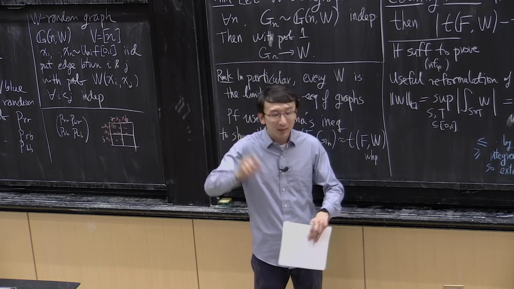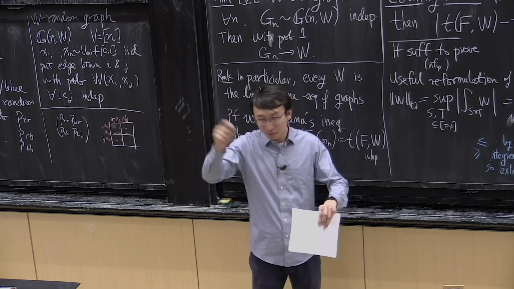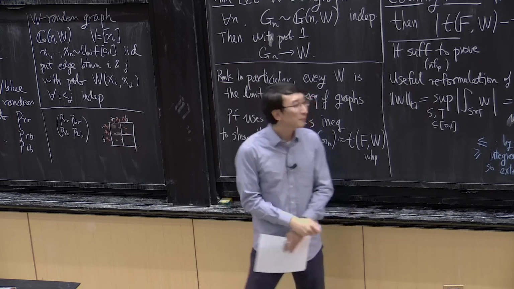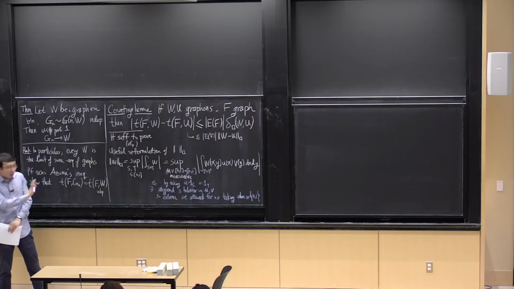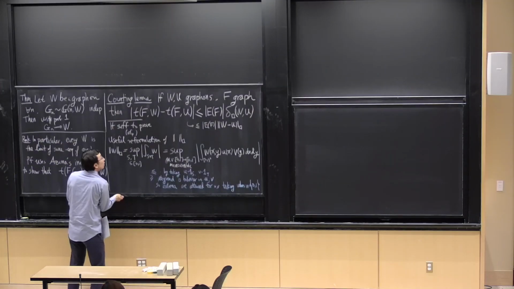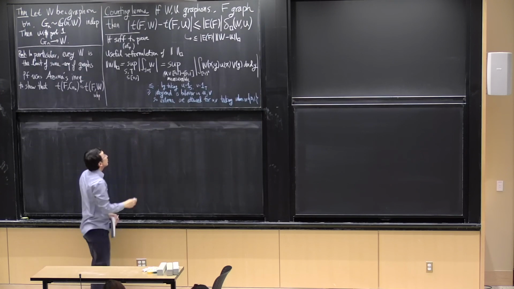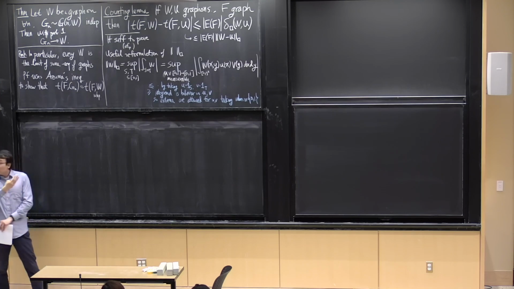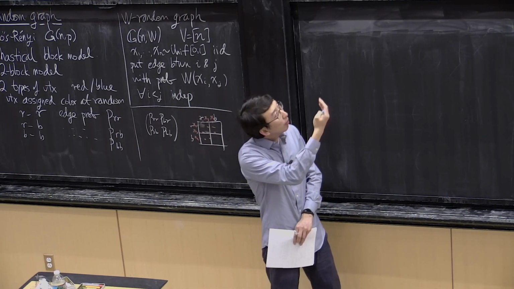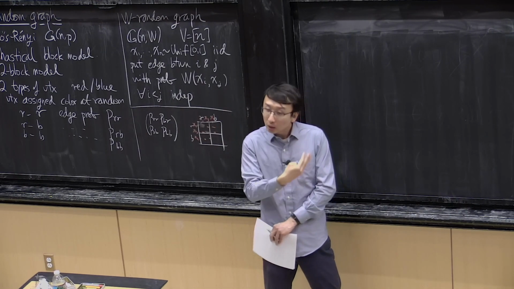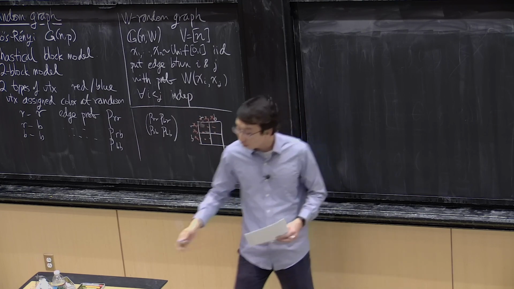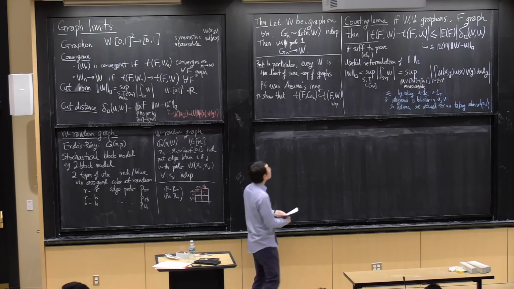Otherwise, you never lose by doing that. Okay, so think about it. This is not difficult once you see it the right way. But now we have this cut norm expressed over not sets, but over bounded functions.